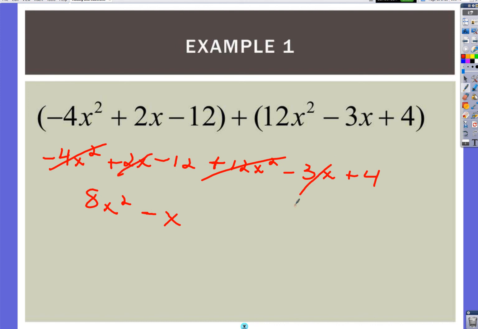Then negative 12 plus 4. Minus 8. When you combine like terms, what's the only part that's being combined? The coefficients. Be careful, you think that's easy today, but then tomorrow we learn multiplying. There's different rules for that, and you're going to get confused.